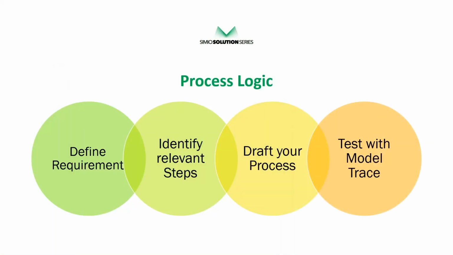Here we have a general methodology that you may follow when you're creating process logic or when you're faced with process logic. First, we want to define the requirement. What are we trying to do? What are we trying to accomplish? Then we want to identify relevant steps, steps with a capital S. We'll see what these are if you're not familiar with process logic steps. We want to identify those that might be helpful to us. Then we'll start to draft our process, and we want to continuously test our logic using the model trace.